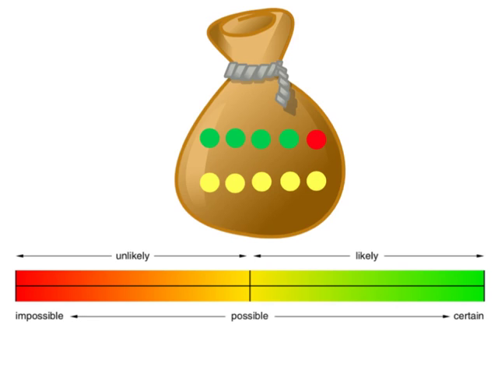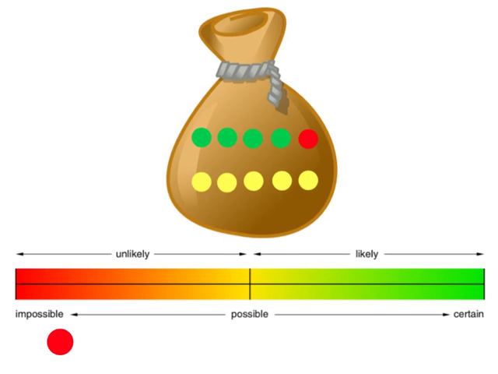So let's see if we can place our coins on the scale. So remember, our red coin only has a 1 in 10 chance of being pulled out of the bag. 1 out of 10 is fairly unlikely, but it is not impossible. So that's roughly where we would put it on our line. Next, we would have our green coin. Our green coin has a 4 in 10 chance of being pulled out, which is a little bit less than 50%. So that's where it would go on the scale.